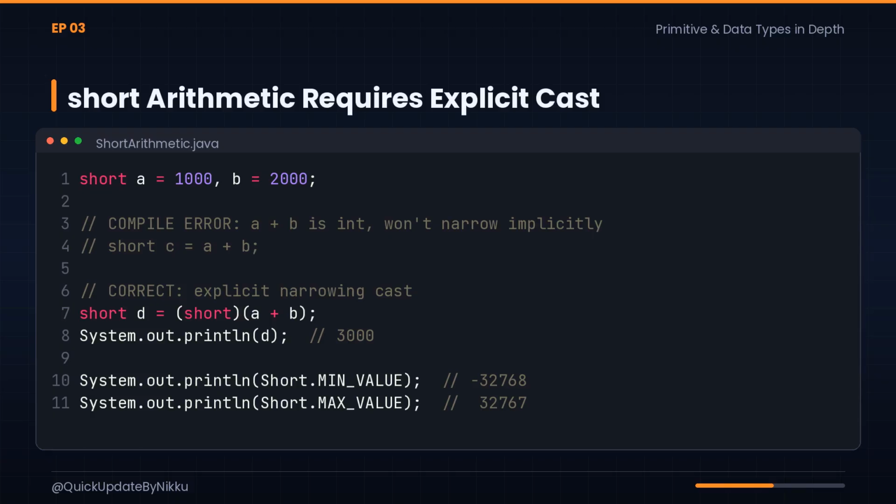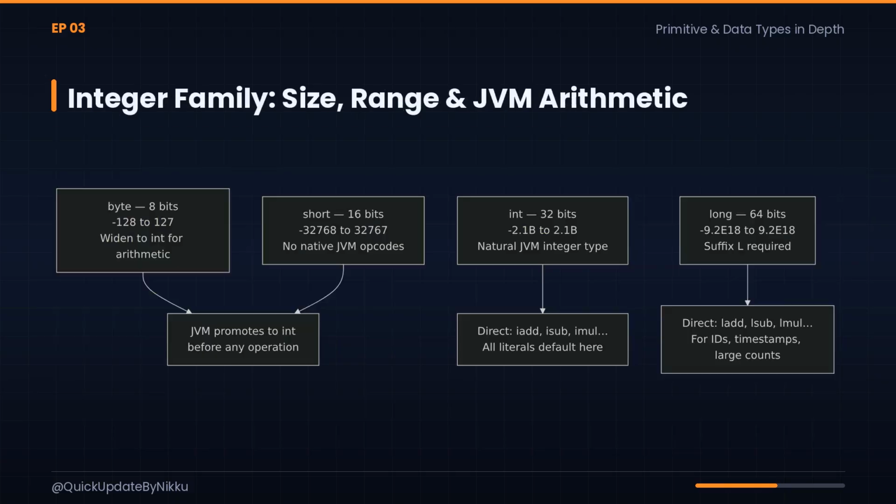This is the compiler protecting you from accidental data loss, because the int result might not fit in 16 bits. For general purpose integer work, prefer int, reach for short only when you are working with large arrays of inherently 16-bit data. Byte and short have no dedicated arithmetic opcodes. In the JVM, both widen to int before any computation happens. Int is the JVM's native integer type with its own full opcode family, and every integer literal defaults to int.